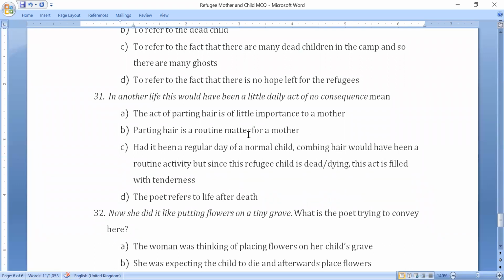In another life, this would have been a daily act of no consequence. What does this line mean? The act of parting hair is of little importance to a mother. Parting hair is a routine matter for a mother. Had it been a regular day for a normal child, combing hair would have been a routine activity. But since this refugee child is dead or dying, the act is filled with tenderness. The right answer is C.